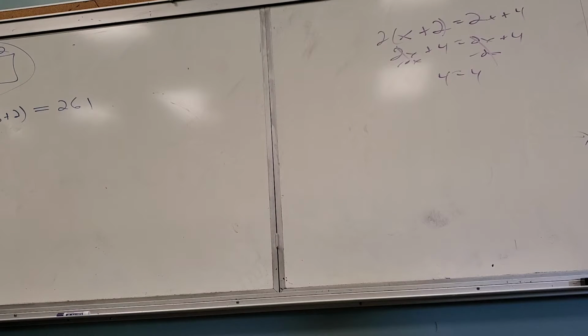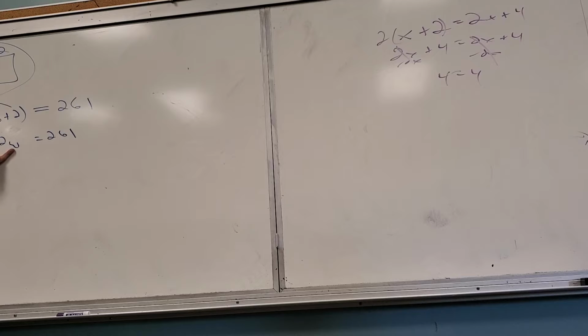So if you distribute this and subtract the 261 over, why would I do that? Let me stop right here. What part of that equation tells me I want to get it equal to 0? If that wasn't there, what would you do to solve it? Divide by 2.